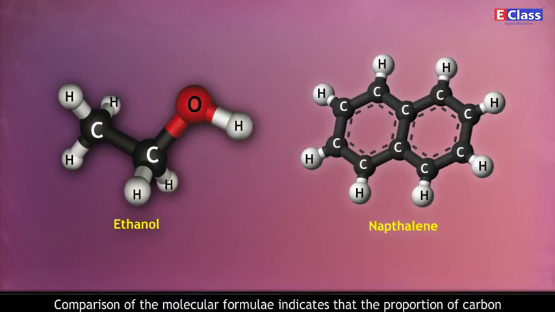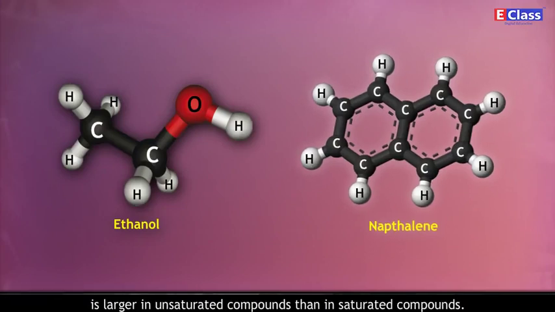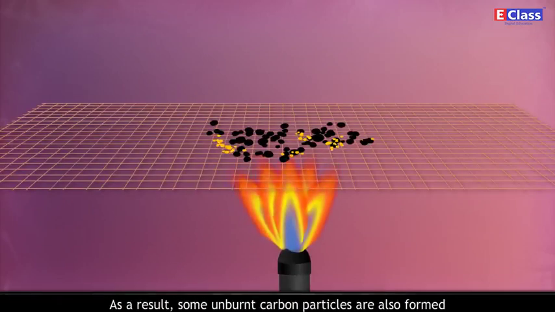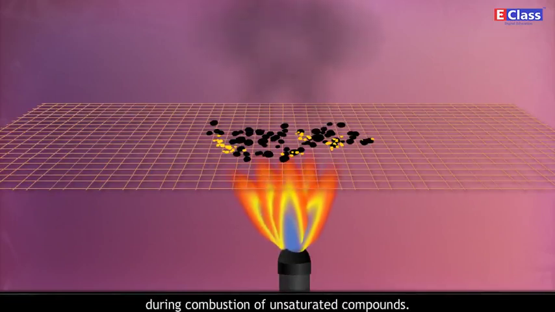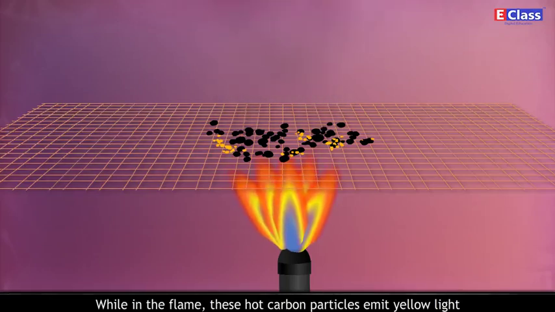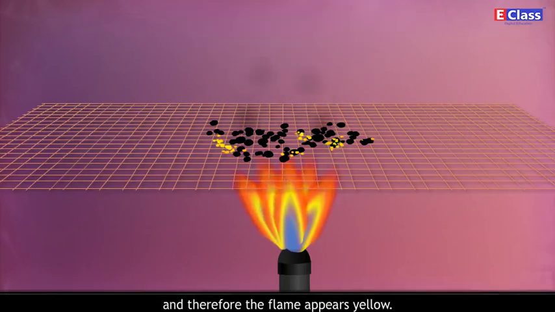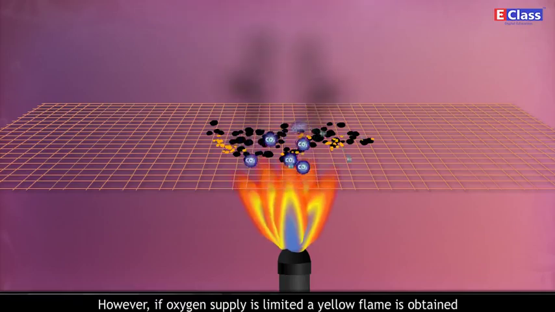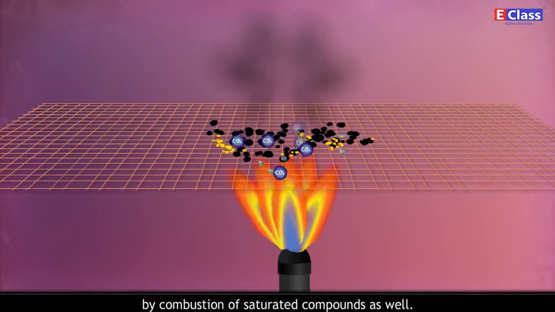Comparison of the molecular formulae indicates that the proportion of carbon is larger in unsaturated compounds than in saturated compounds. As a result, some unburnt carbon particles are also formed during combustion of unsaturated compounds. While in the flame, these hot carbon particles emit yellow light and therefore the flame appears yellow. However, if oxygen supply is limited, a yellow flame is obtained by combustion of saturated compounds as well.